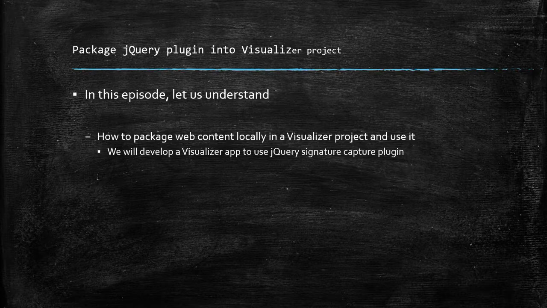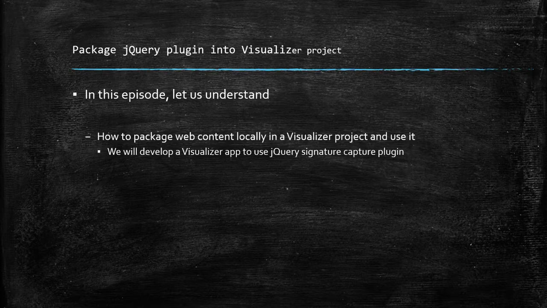We want to create this as a playlist where we learn about how to extend the functionality of an app developed using Visualizer by using external libraries like the jQuery signature capture plugin or some external library developed using Cordova, etc.